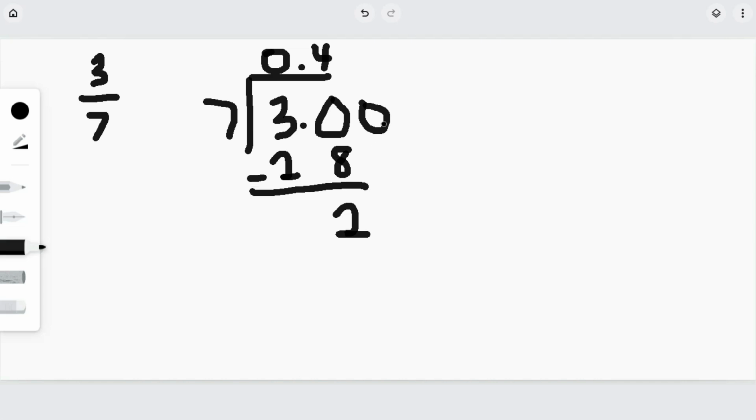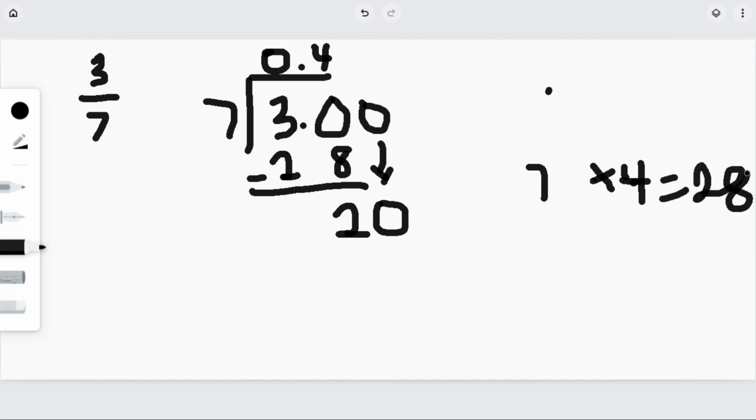Now we are going to write another 0 here. So we take that 0 down, and this will be 20. Now how many 7s can you find in 20? We know that 7 times 4 is 28. So 7 times 3 now is what? If you take 7 out of 28, that will be 21. You might know it, but I just want to do this so that you'll be able to understand.